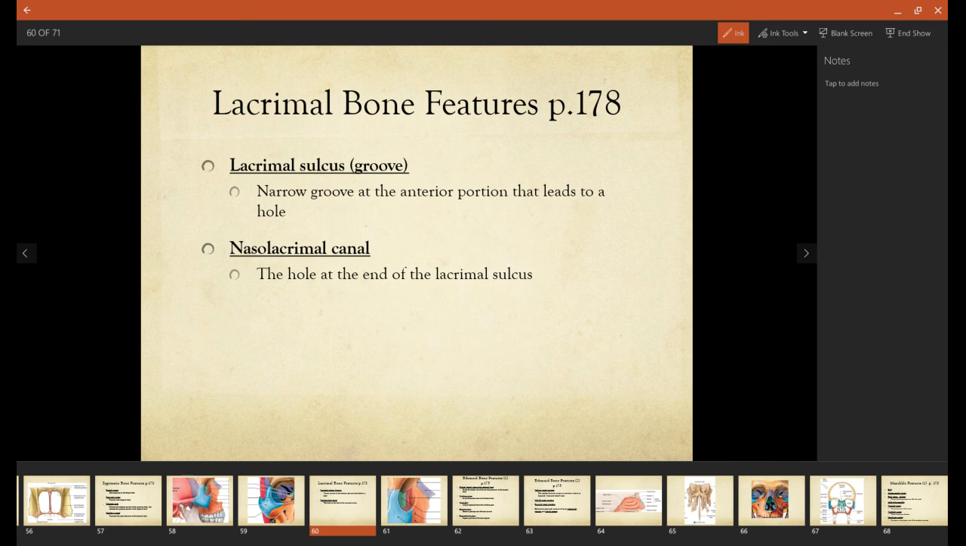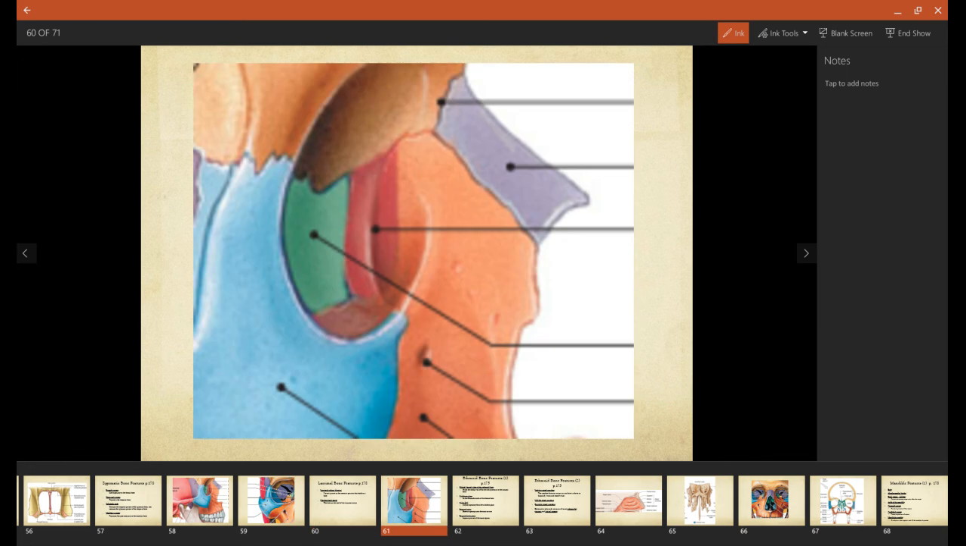Moving on to the lacrimal bone, the lacrimal sulcus, you'll see sometimes called the lacrimal groove. This is just a groove in the actual bone, and the hole at the very end is called the nasolacrimal canal. So as we take a look, in red here is the lacrimal bone. You can see there's a small little groove right here, which is the lacrimal groove or sulcus. And then this hole at the very bottom here would be the nasolacrimal canal.